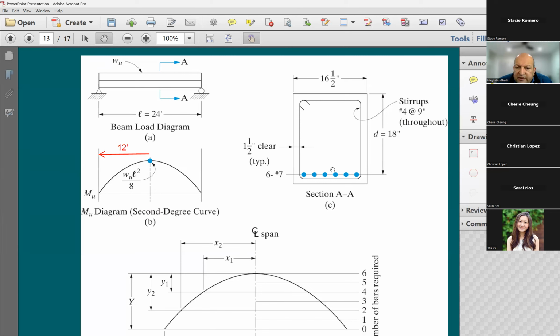This beam here requires how many rebars? It says here 6, number 7. So I have 1, 2, 3, 4, 5, 6. And it says As needed is going to be the same as As provided, meaning phi Mn is equal to Mu. When the amount of reinforcing you need is exactly the same as the amount you provided, it means Mu is equal to phi Mn. Does it make sense? Yes? No?